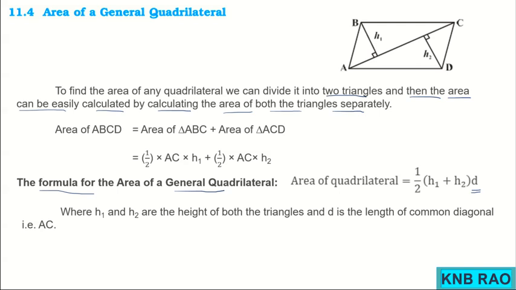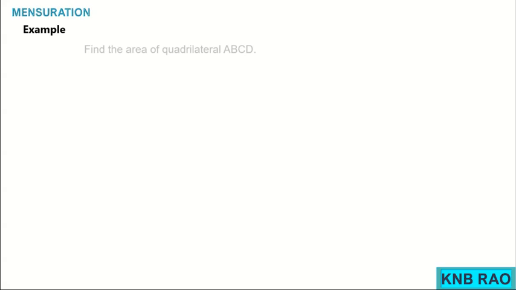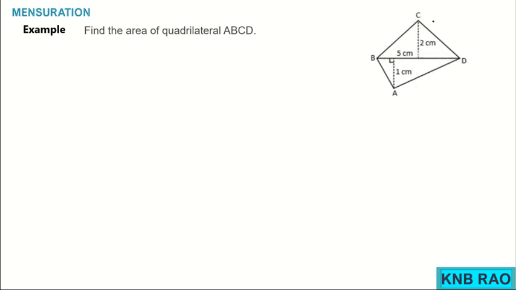Let us solve one example. Find the area of a quadrilateral ABCD, where the figure is this one, A, B, C, D, where you are given corresponding heights H1 as 2, H2 as 1, and common diagonal as 5 centimeter.